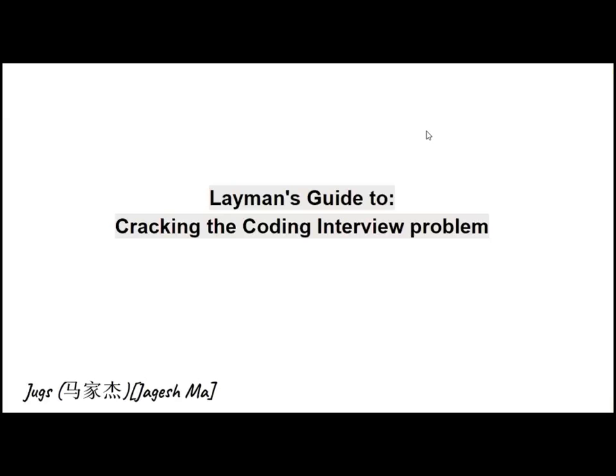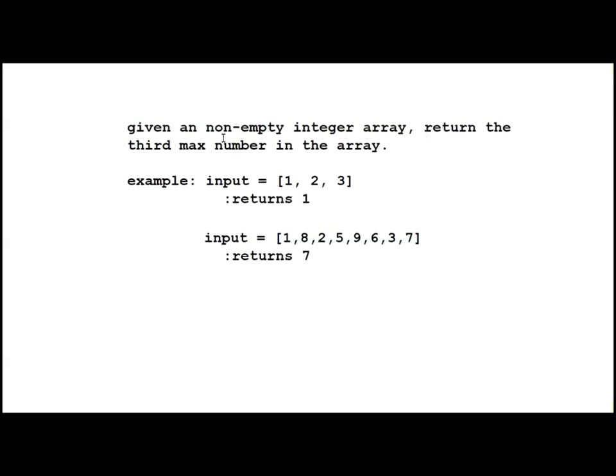And today we have one of the simplest problems, and it is to find the third largest number in the given array. So here's our problem. Given a non-empty integer array, return the third max number in the array. When you simply have three numbers, then we just return the smallest one. So here in this case, 1, 2, 3, 1 is the third smallest, or the third largest, sorry, I should say that. It should be the third largest number.